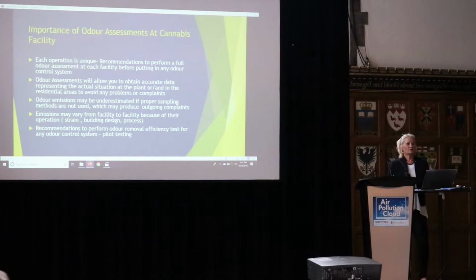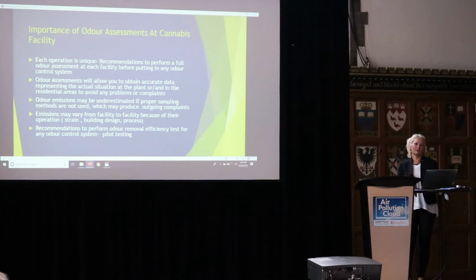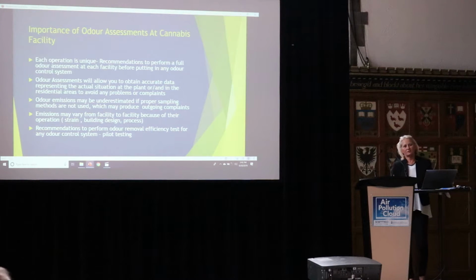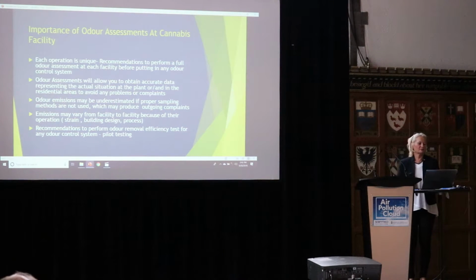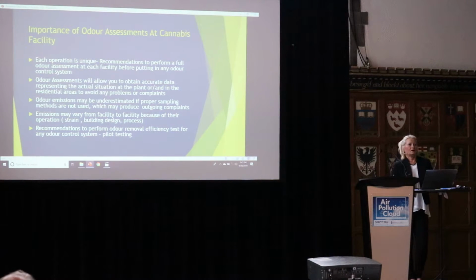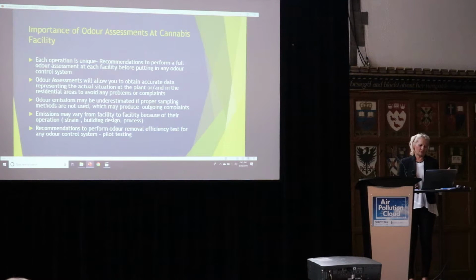Then I would like to go to the cannabis facility. Recent studies at different facilities discovered that the emissions from a cannabis facility depend on the strain, on how the building is designed, on the temperature, humidity, and different factors. That's the reason that if a facility is thinking about putting in any control system, I really recommend doing an efficiency test on the odor control system.